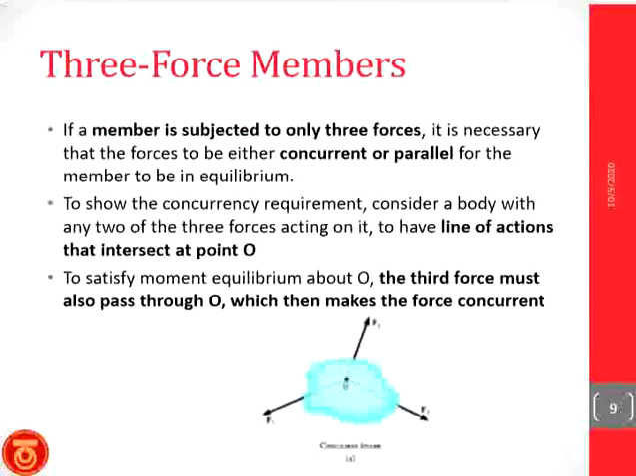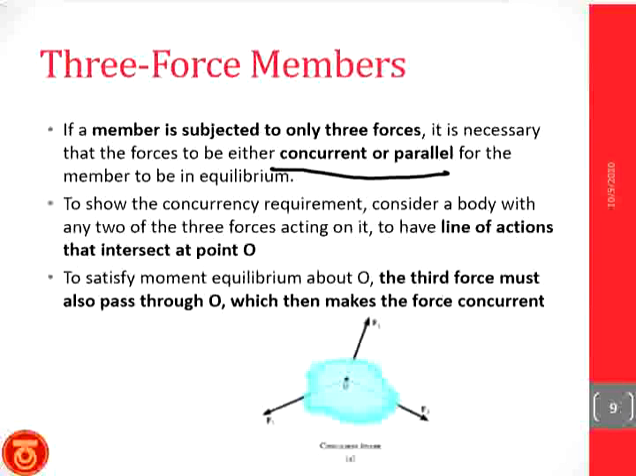And for three force members, if a member is subjected to only three forces, it is necessary that the forces be either concurrent or parallel for the member to be in equilibrium. So before this is two force. We have two forces that have the same magnitude, opposite direction, and pass along the center line. And for a three force member, it has three forces that are either concurrent or parallel for the member to be in equilibrium.